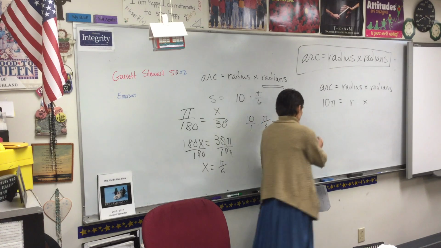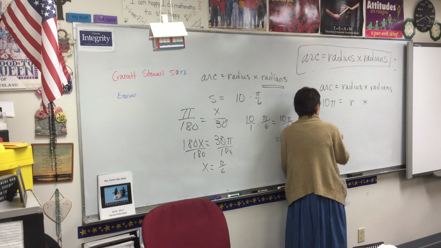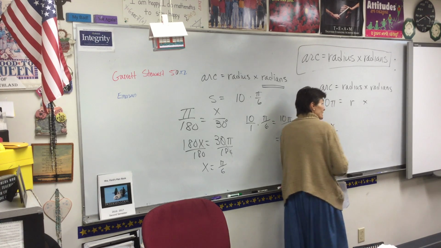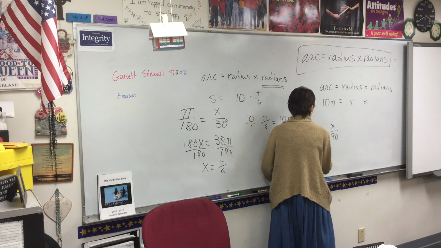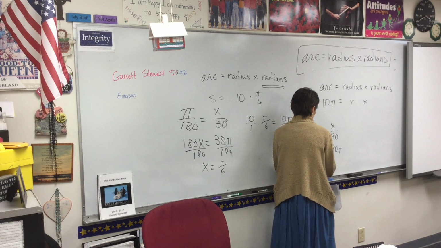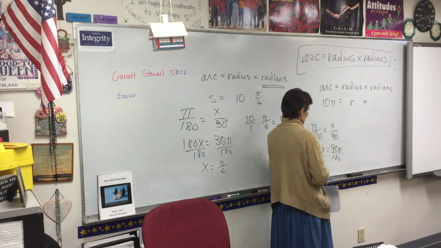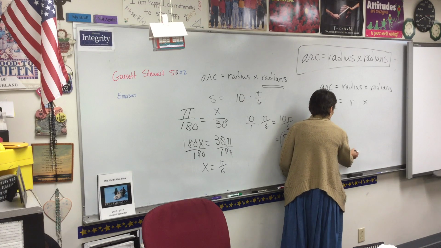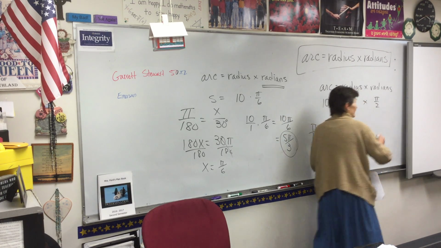Pi over 2. Pi over 1, somebody already did it. Very good. Pi over 180 equals something over 90. So 180x equals 90 pi. What is that reduced to? Pi over 2. Let's talk about that for a minute.